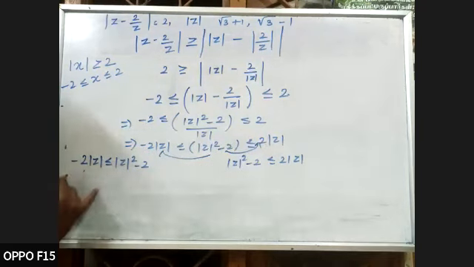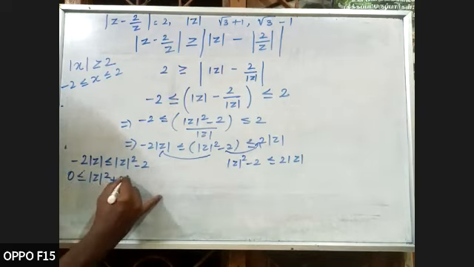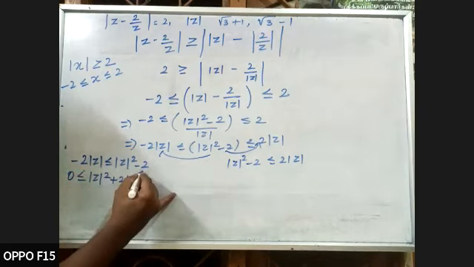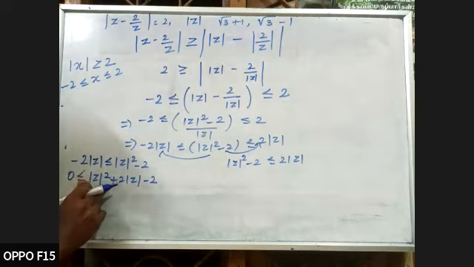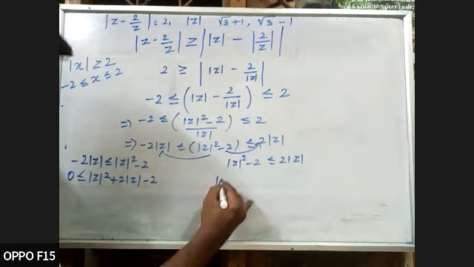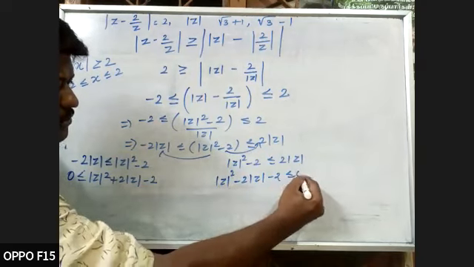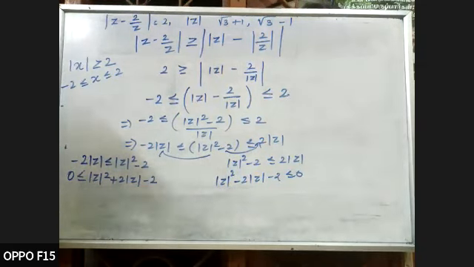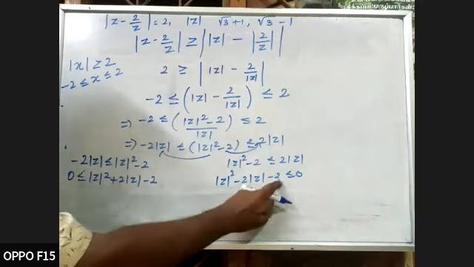Now if this goes to the other side, 0 less than or equal to modulus of z square plus 2 into modulus of z minus 2. The minus 2 stays as it is. Similarly, when it comes to this side, modulus of z square minus 2 into modulus of z minus 2 less than or equal to 0. Does everyone understand up to this? Up to this it's okay.